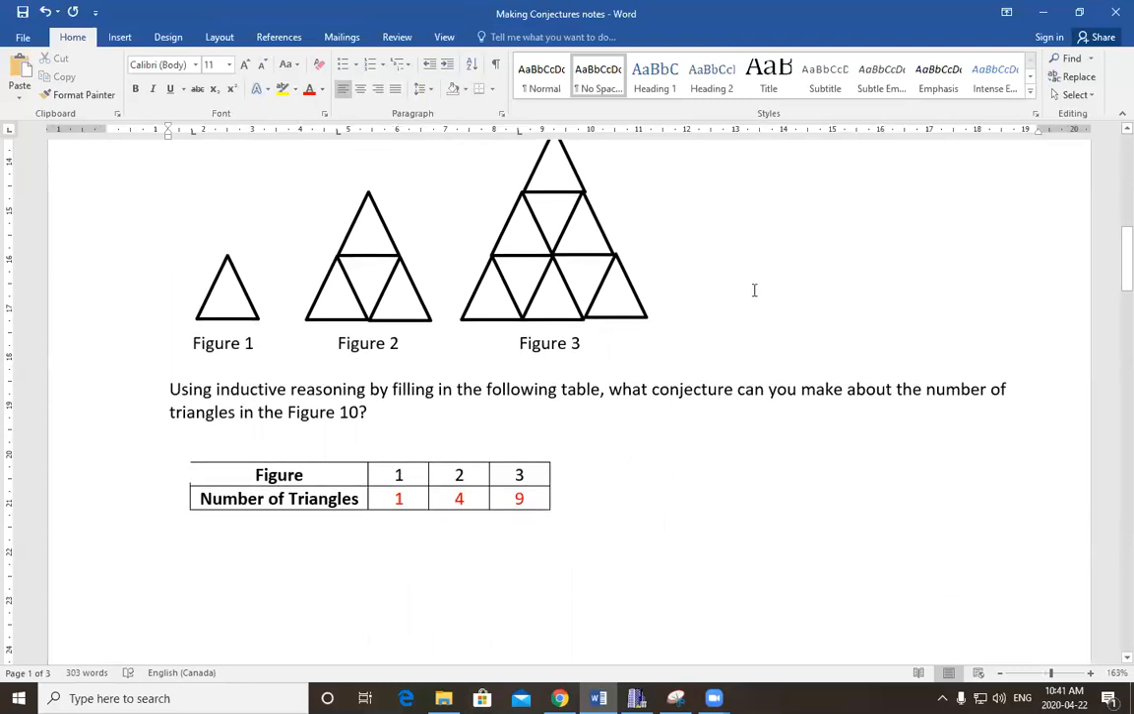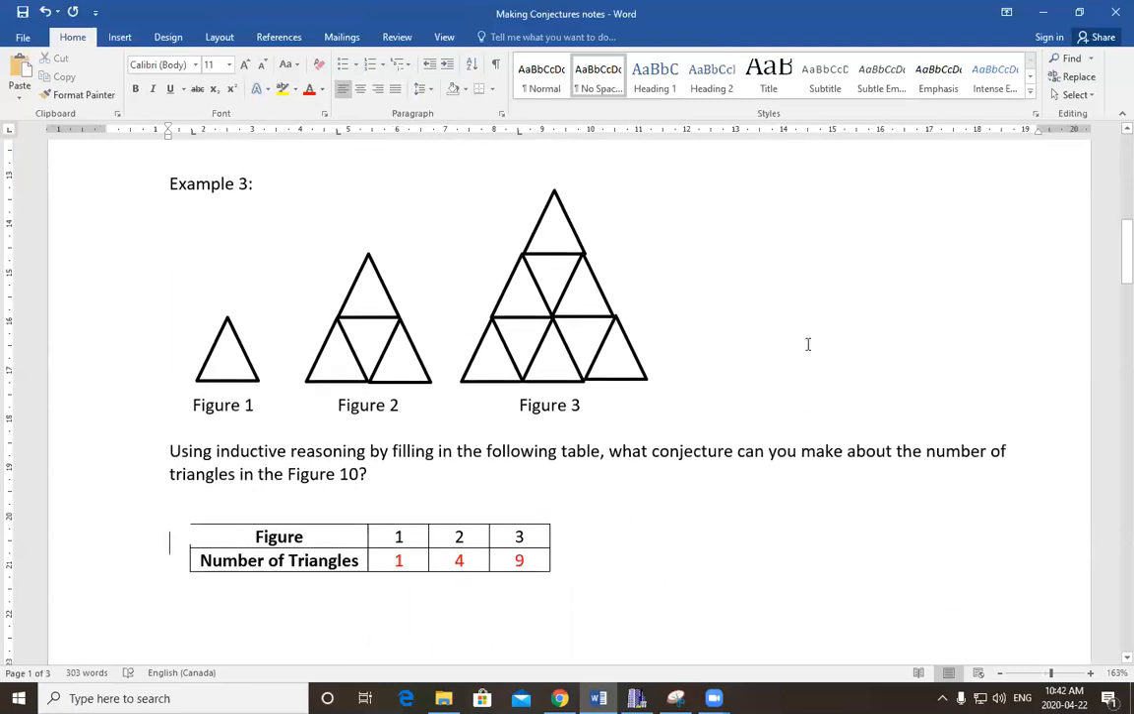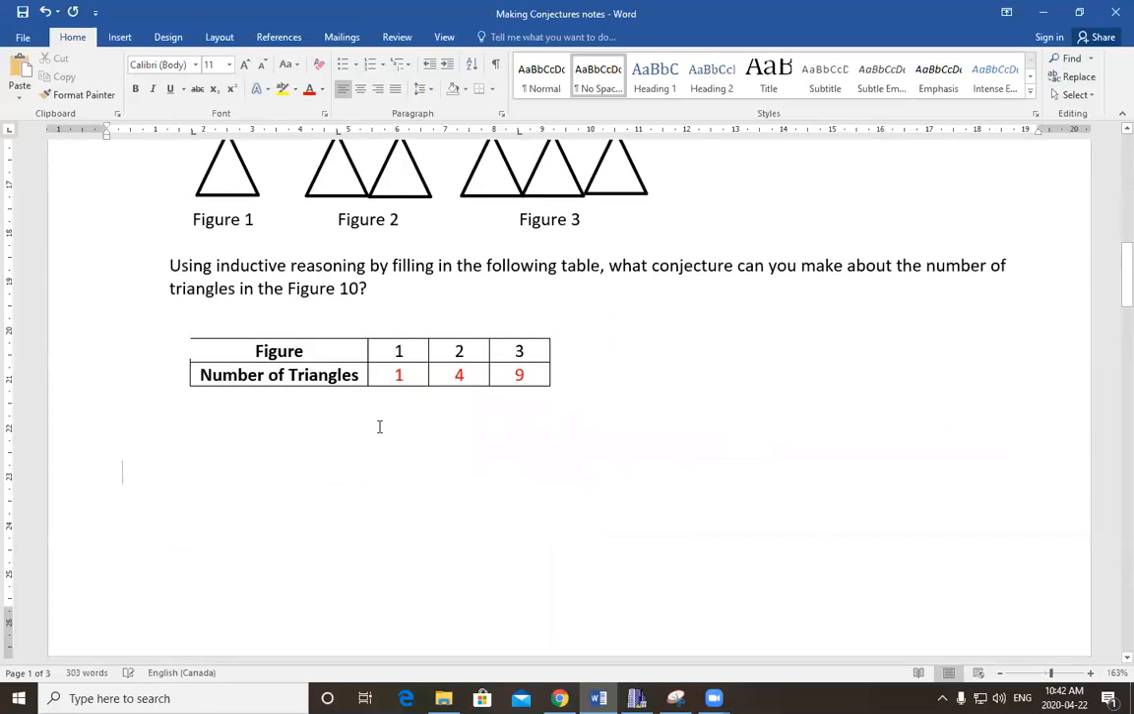So we need to find a pattern. What we could do is draw figure 4, 5, 6, 7, 8, 9, and then 10, but that would take a long time. We're going to see if we can identify a pattern based on the number of triangles in the figure, as per what's happening from each figure to the next. So figure 1 has 1 triangle, figure 2 has 4, figure 3 has 9 triangles. The general pattern is that we are taking the figure number and squaring it to get the number of triangles.